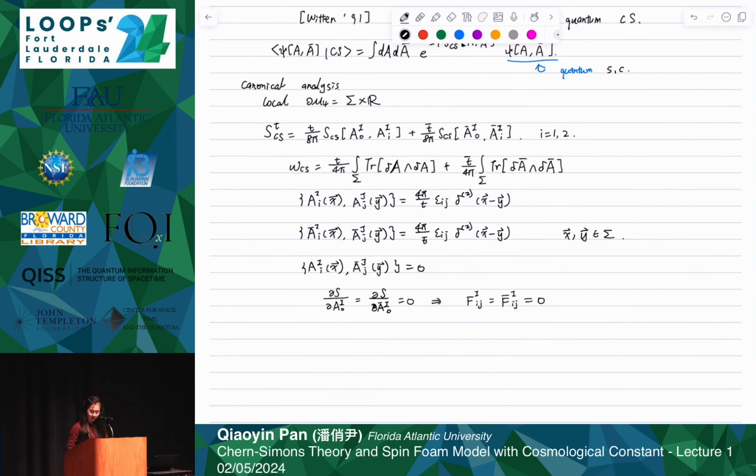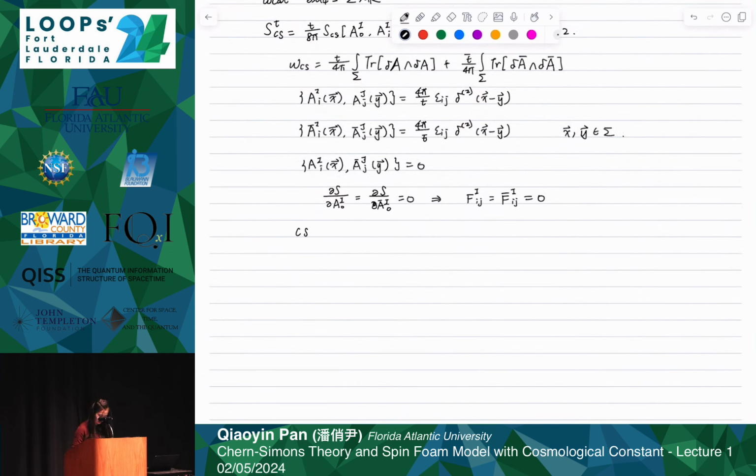So this tells us that the equation of motion of Chern-Simons gives us the zero curvature. But I told you before that the simplicity constraint, on the other hand, tells us that F, instead of zero, gives us lambda over 3 E wedge E. And now we're in 3D.